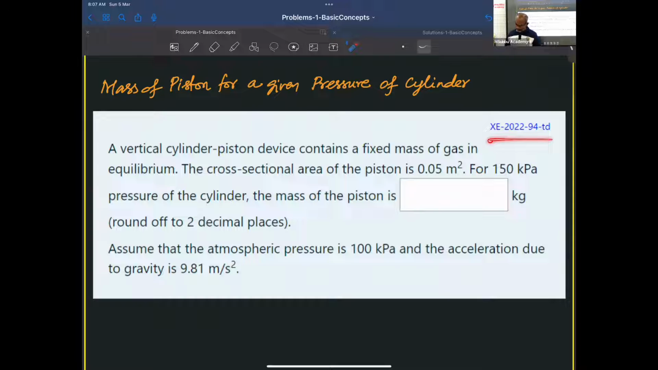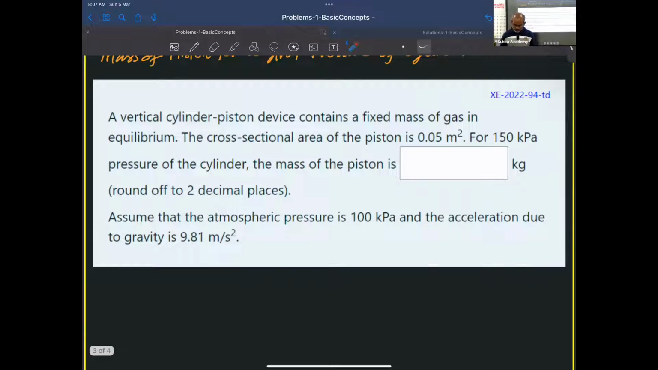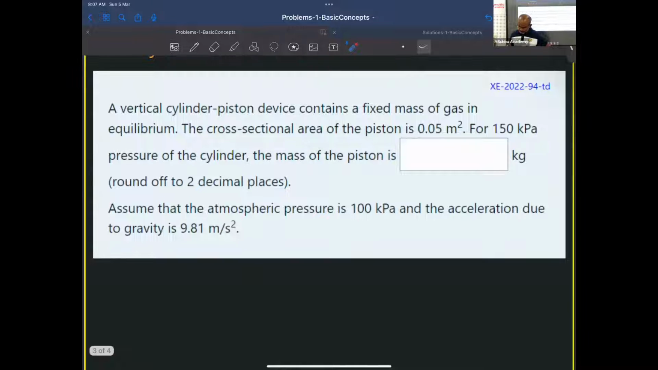Okay, so let us try to attempt this problem. A vertical piston cylinder device contains a fixed mass of gas in equilibrium. So what is applicable for a gas in equilibrium? The equations of state are applicable. Now what is needed is we need to find the mass of the piston. So how do we find the mass of the piston?